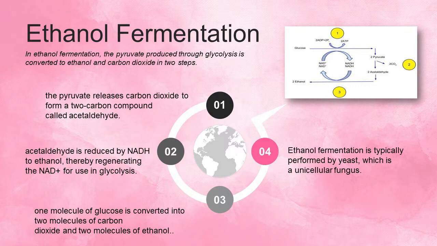The pyruvate releases carbon dioxide to form a 2-carbon compound which is called acetaldehyde. And then the acetaldehyde is reduced by the NADH to ethanol, thereby regenerating the NAD+ for use in the glycolysis processes. 1 molecule of glucose is converted into 2 molecules of carbon dioxide and 2 molecules of ethanol. And lastly, ethanol fermentation is typically performed in the presence of yeast, which is a unicellular fungus.